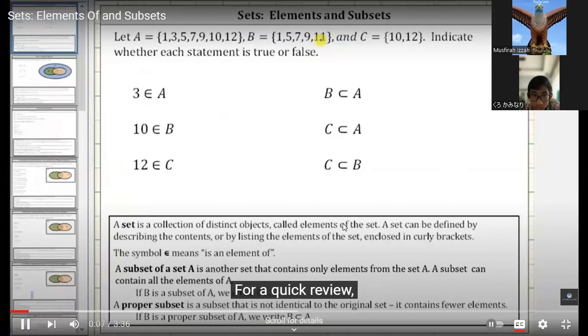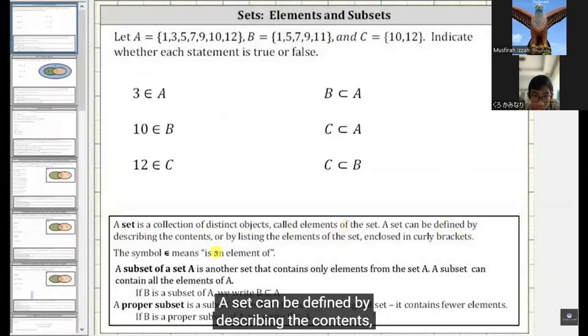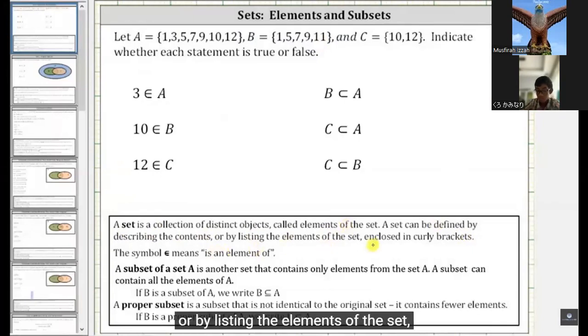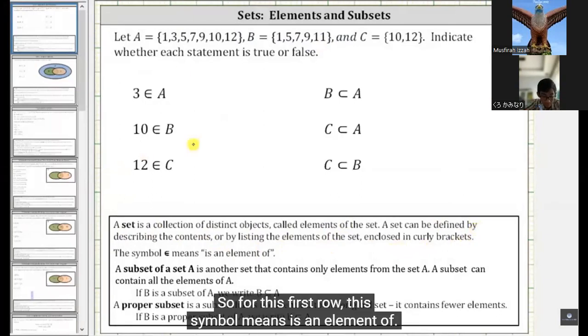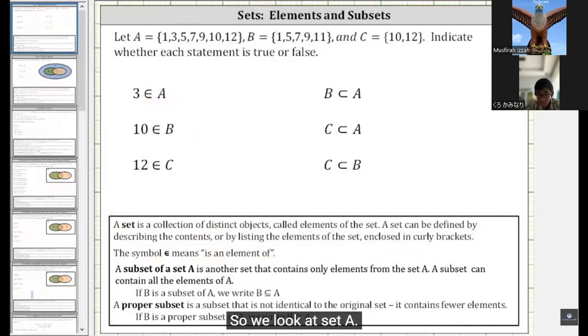For a quick review, a set is a collection of distinct objects called elements of the set. A set can be defined by describing the contents or by listing the elements of the set enclosed in curly brackets. So for this first row, this symbol means is an element of. We read the first statement as 3 is an element of A. So we look at set A, and since 3 is in set A, 3 is an element of A is true.